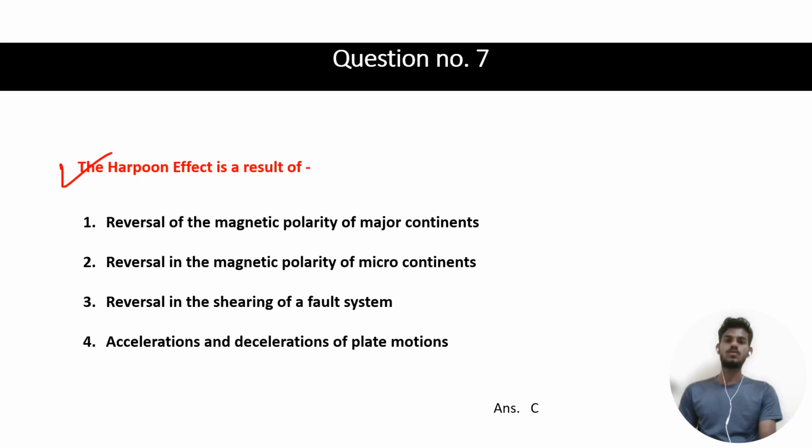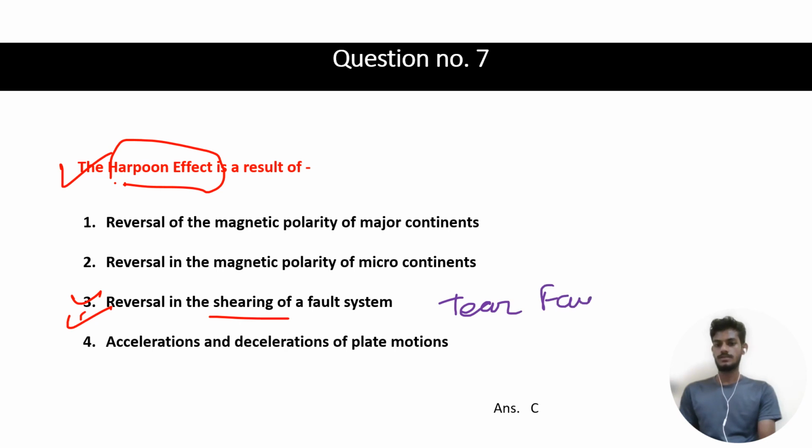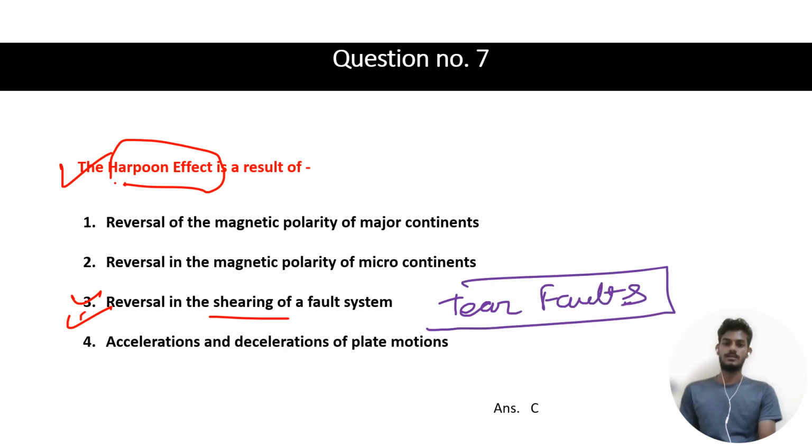Another question is, the harpoon effect is the result of. So this harpoon effect is the result of shearing of a fault system. Whenever the fault is there and there is shearing going on, then there are some sorts of chemical reactions taking place, and those chemical reactions along with that shearing are known as your harpoon effect. Okay, this is caused due to the reversal of shearing in a fault system. Mainly you can see this in tear faults. Okay, so in tear faults you can easily see the harpoon effects.